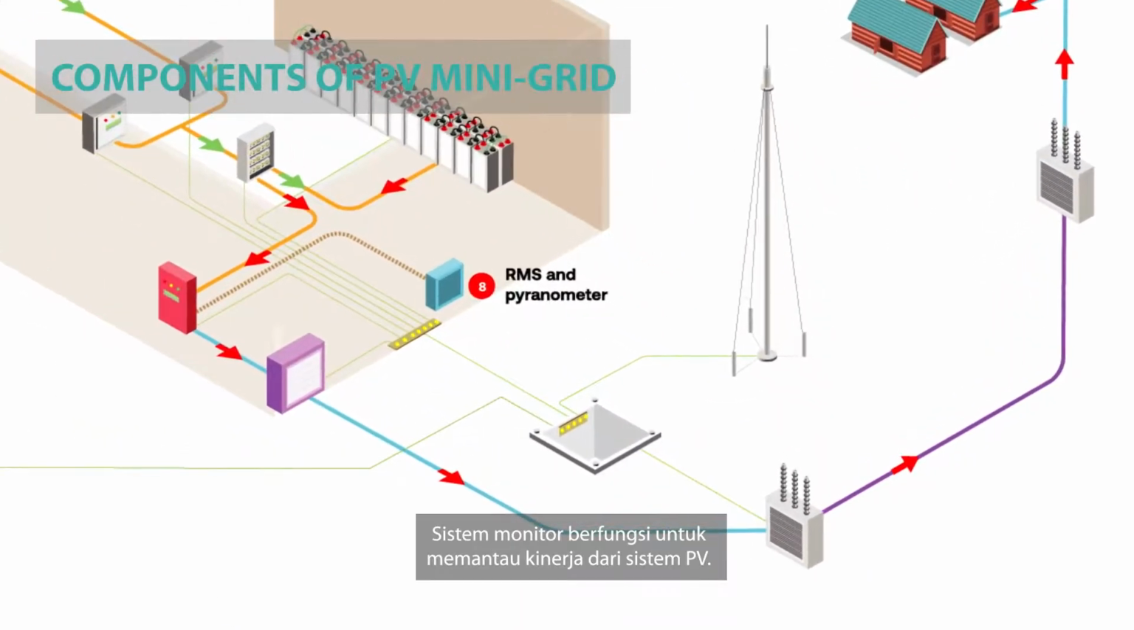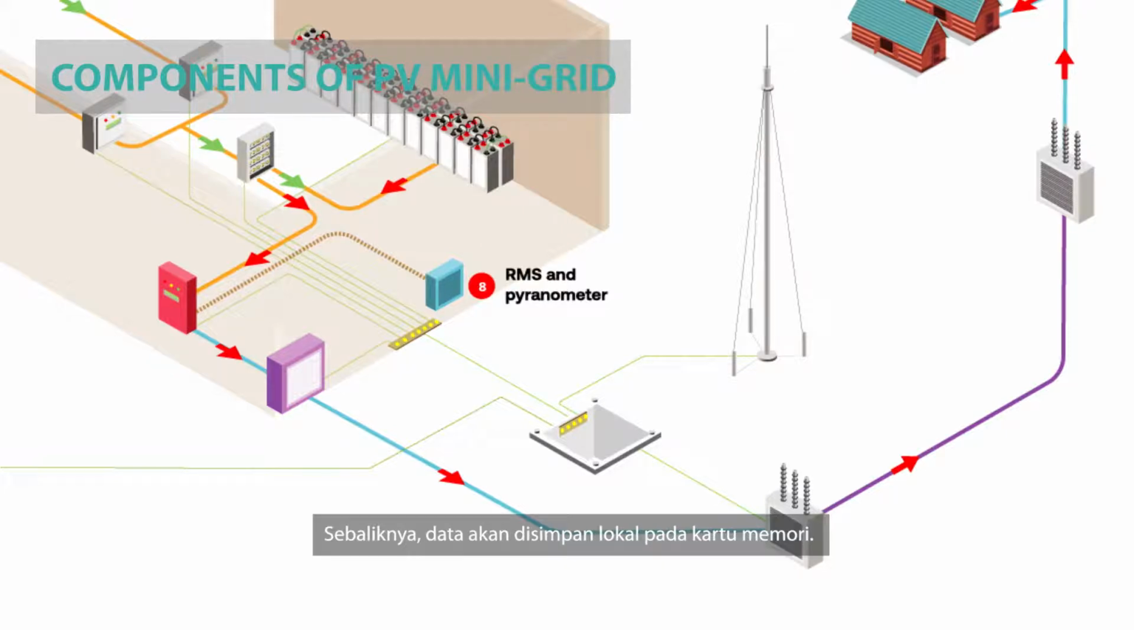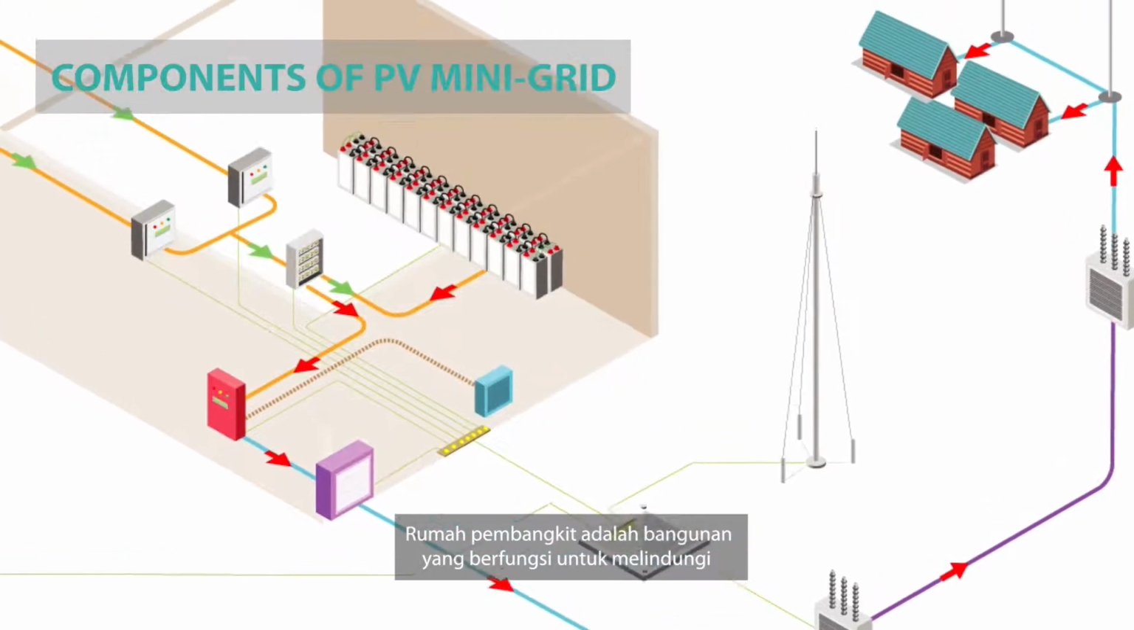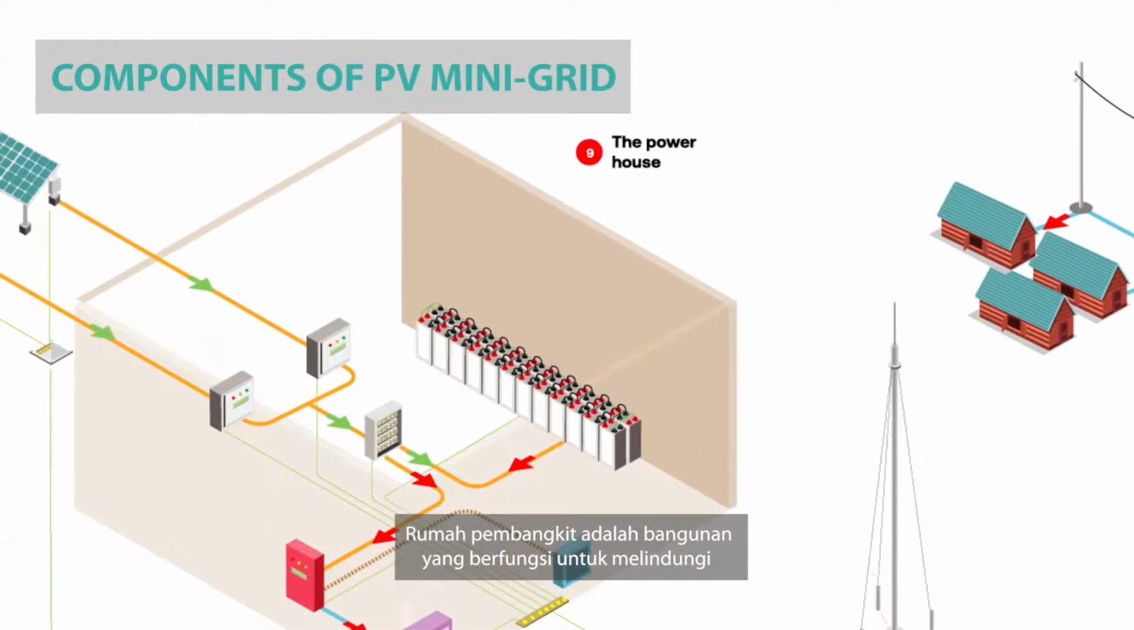Monitoring system is an instrument to monitor the performance of PV system. If telecommunication is available, the data can be sent remotely. Otherwise, it is locally stored in memory card. Powerhouse is a building constructed to protect most of the power electronic instruments: SCC, inverter, distribution panel, and battery.